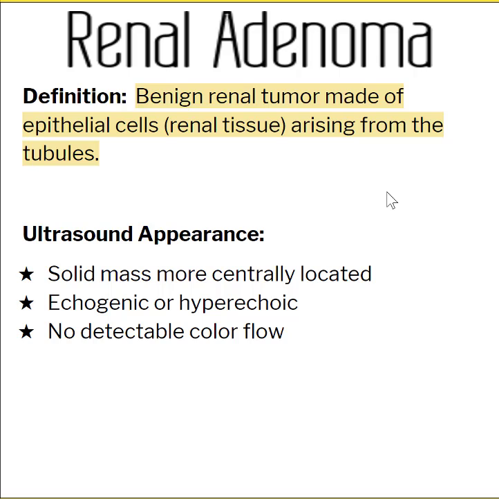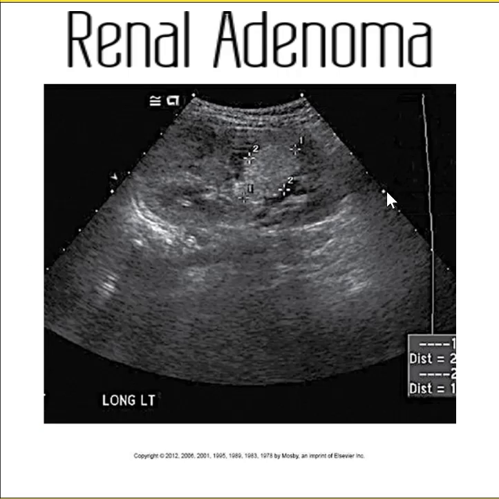On ultrasound, the renal adenoma is going to appear as a solid mass, typically a little more centrally located. It can be echogenic or hyperechoic, and if we put color on, we should not really detect any flow. Here's an example of a more hyperechoic adenoma. We can see the renal parenchyma around, and then this brighter area more centrally. This does appear slightly irregular, so this would be concerning for malignancy until proven to be a benign adenoma.